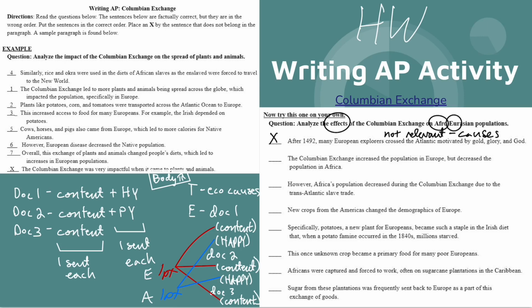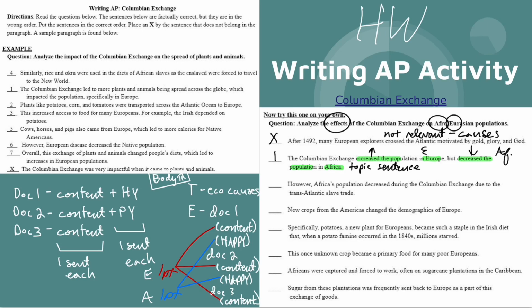So we know that our topic sentence is going to give effects or an effect, and it's going to address Europe and Africa. And then our evidence is going to focus on Europe and then Africa. So our topic sentence would be here. The Columbian exchange increased the population of Europe, but decreased the population in Africa. An increase in population and decrease in population is an effect. It talked about Africa and Europe. So that's our topic sentence. Every sentence after that is going to be evidence.